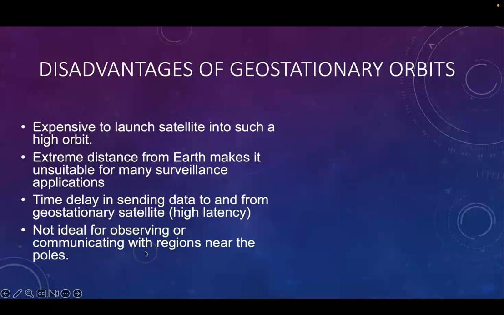And then lastly, it's not ideal for observing or communicating with regions near the poles. Because remember, our geostationary satellite is above the equator. If you're above the equator, you're looking at the poles, the north and the south poles, at a very extreme angle, and you're not going to have a lot of luck observing the poles, and you're definitely not going to have a lot of luck communicating at the poles either. So let's suppose I want to observe what's happening around the poles. I would put a satellite into a polar orbit instead, which we'll talk about next lesson.